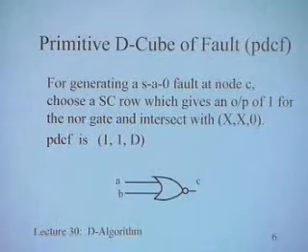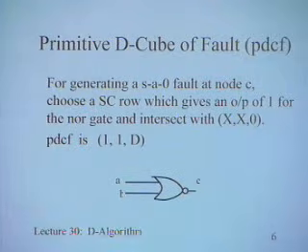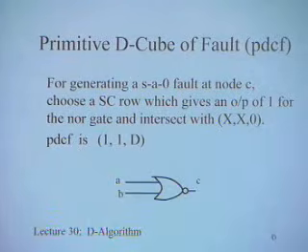Okay. Now we talk of what is called the primitive D cube of fault. When I have to generate a fault, I have to generate a particular circuit node value. Let us say I am doing a stuck at 0 fault, then the value that I should generate in the true condition should be 1, then the fault will be generated. It should be different if I am doing a stuck at 0.